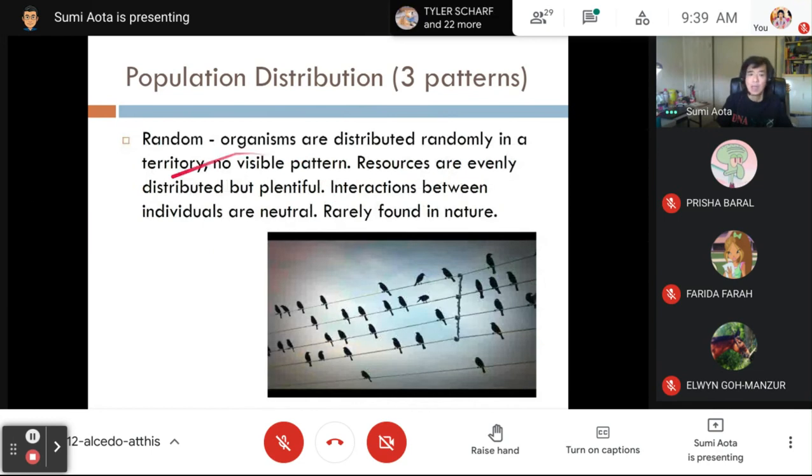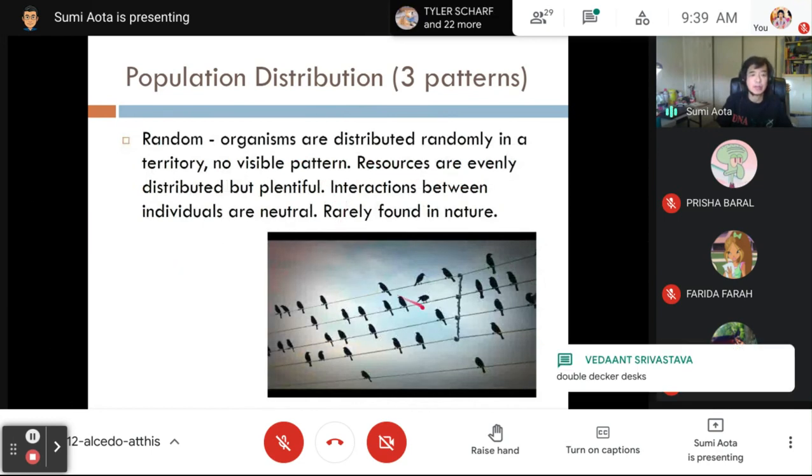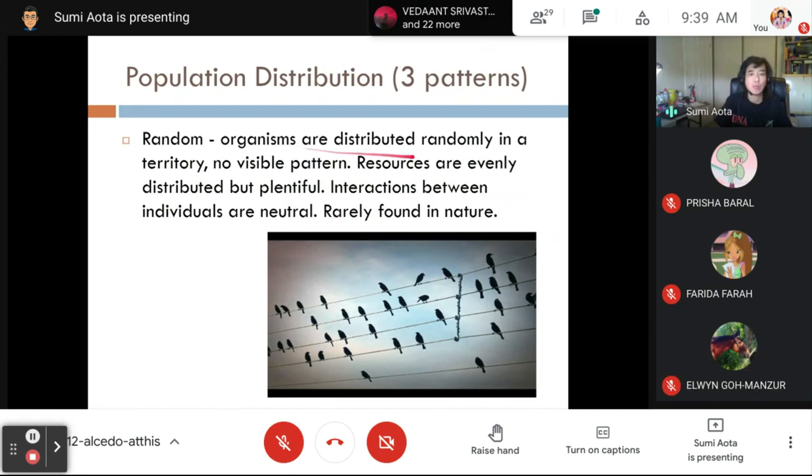The second kind of distribution pattern you could have is random. There's no organization. They're just distributed randomly in a territory, no pattern. Resources are evenly distributed, but also plentiful. Interactions are neutral, and you rarely find this kind of distribution pattern in nature. In fact, the only example of it in nature that I could ever think of is birds on a wire, right? There's lots of space. They're not competing for space, okay?